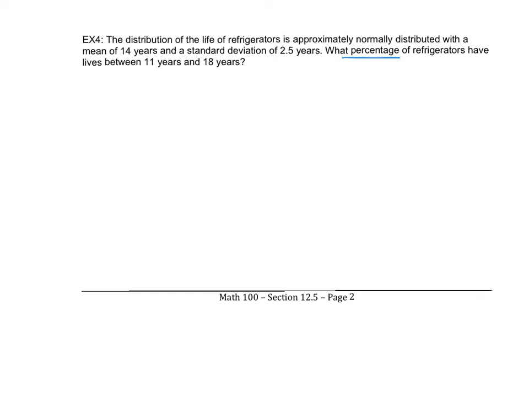So since I'm looking at 11 years and 18 years, I'm looking between those, I have to compute the z-score for 11 years and the z-score for 18 years, and since it's between, I'm going to subtract the smaller from the larger. So for the z-score of 11, my data item is 11, I subtract the mean, which would be 14, and I divide by the standard deviation of 2.5. And that gives me a negative 1.2. That corresponds to a percentile of 11.51.